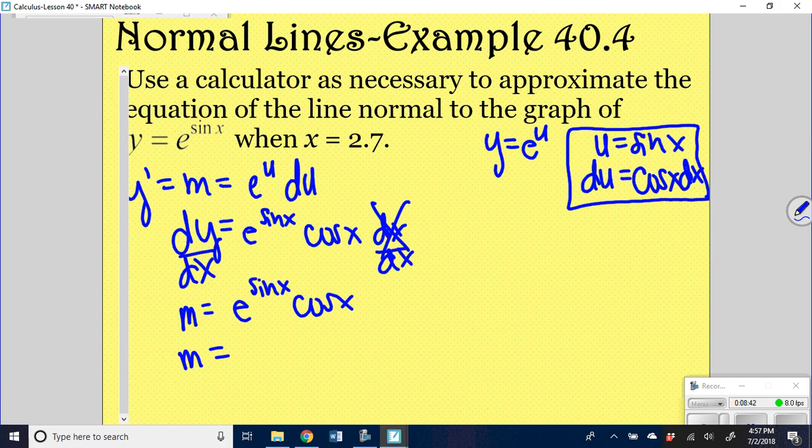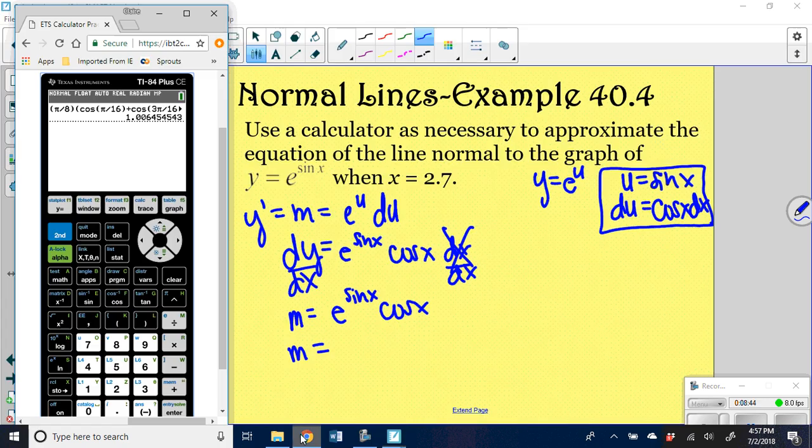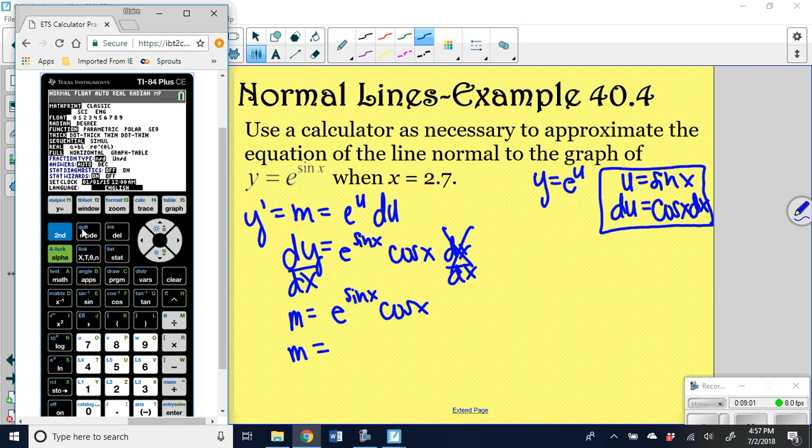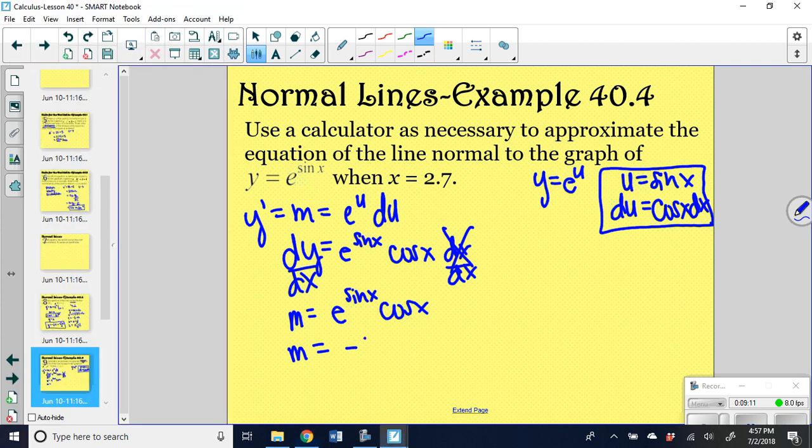So we're going to use our calculator. So we're going to do e to the sine of 2.7 and then times cosine of 2.7. And you need to make sure that you are in radians. And so that gives you a slope of negative 1.3862.